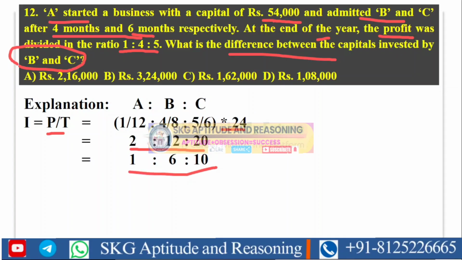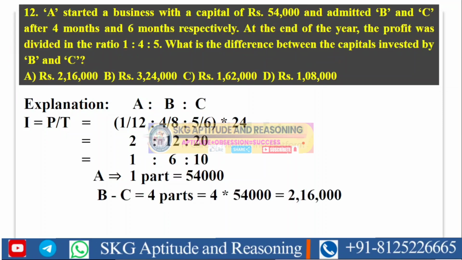So what is the question asking? A invested an amount of 54,000, which means this one part will be equal to 54,000. What we need to find is the difference between B and C. The difference between B and C is 4 parts. One part is 54,000, then 4 parts will be how much? So we need to find the value of 4 parts. 4 parts is 2,16,000, which is presented in option A.